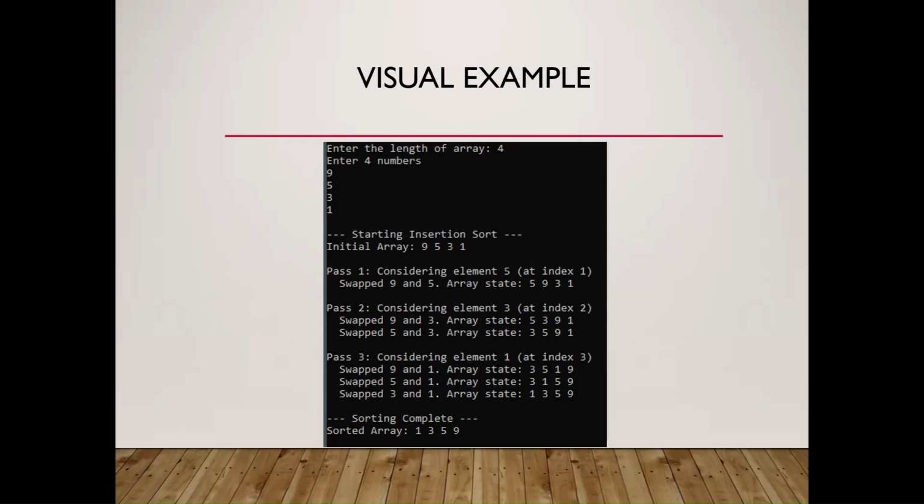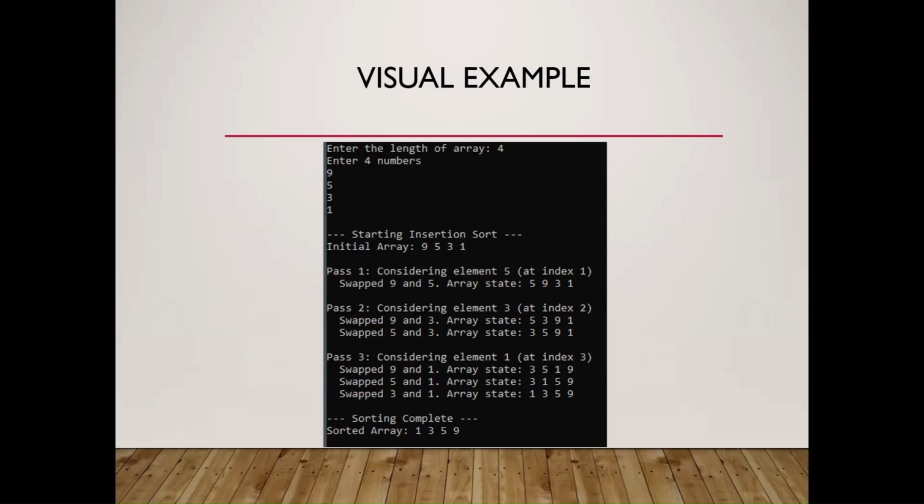Visual example: we will take an array of length 4, which is in its initial state as 9, 5, 3, 1. So we will consider 5 as the first element, and 9 is already considered to be sorted. And 5 will swap with 9, because 9 is obviously larger than 5.